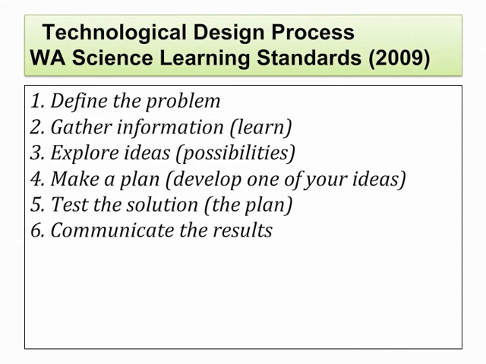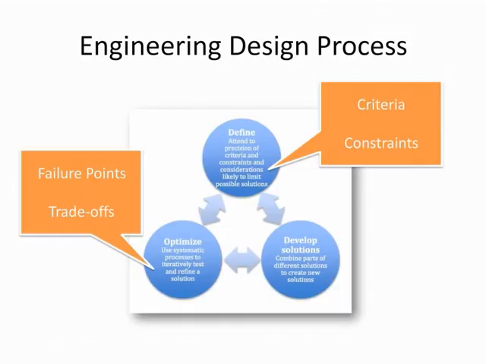So what is the new engineering design process? What might that look like? So engineering design in the next generation science standards looks like this. There are three components. We have defining the problem at the top there, developing solutions, and optimizing solutions.